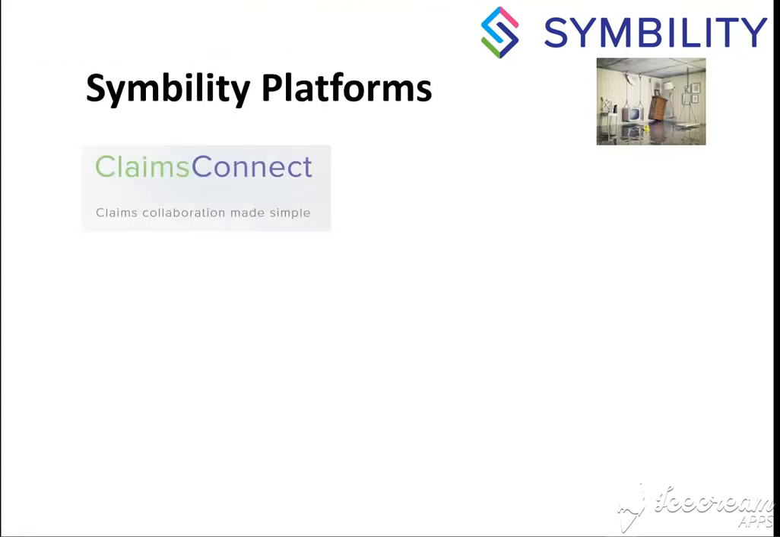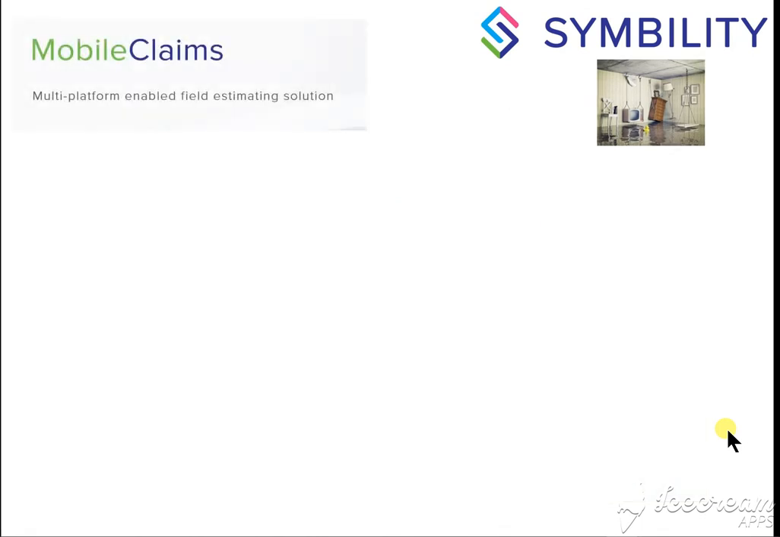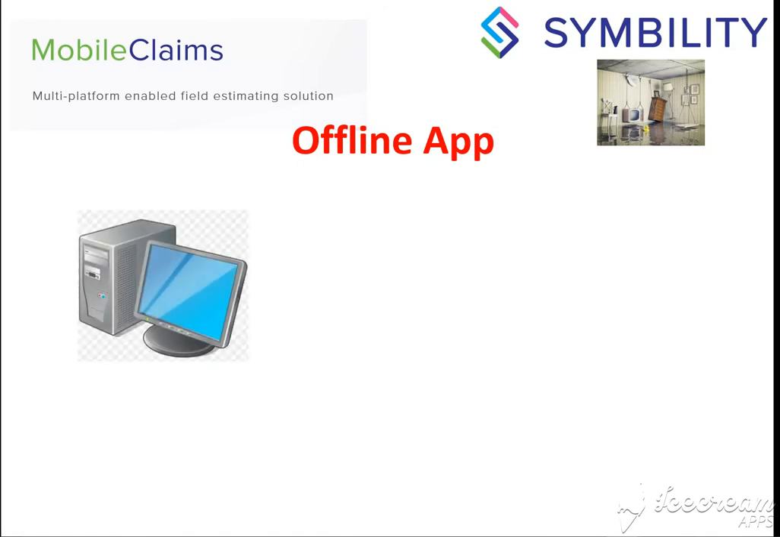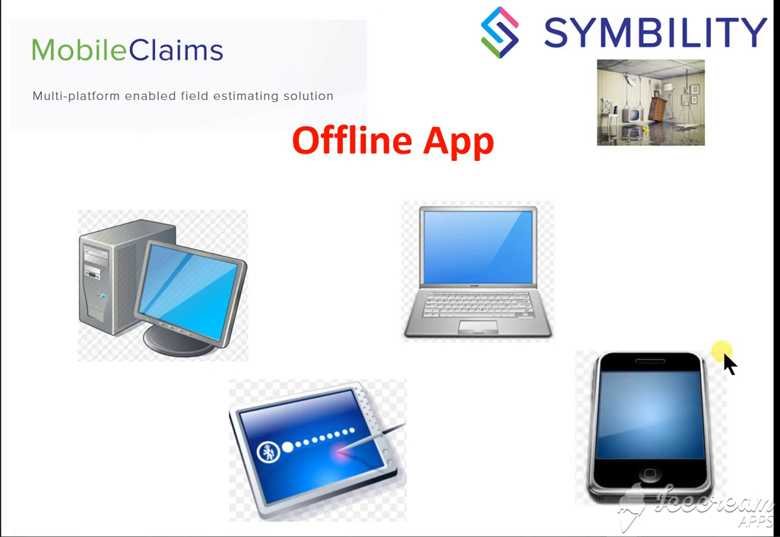The Simbility platforms are then Claims Connect, which is the internet version. An online URL needs to be accessed. The products available under Claims Connect are Business Intelligence, Desk Adjuster, Quality Connect, and Link. Mobile Claims is the offline platform and can be accessed on a desktop, a laptop, a tablet, and a smartphone.